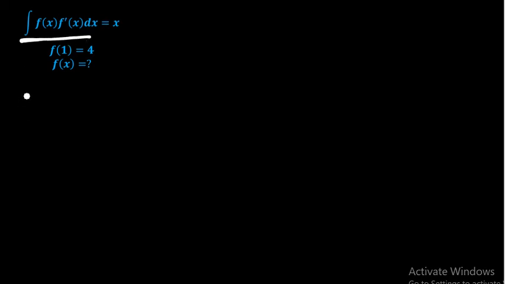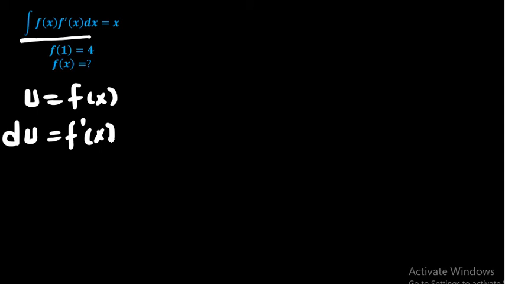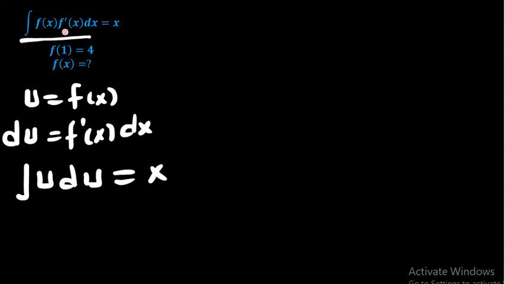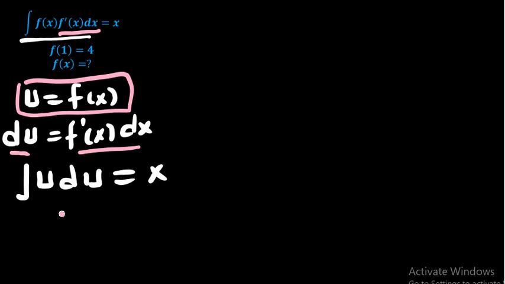So let us integrate what you see here on the left side. Let us do it by substitution. U is equal to f of x. If you differentiate both sides, du will be f derivative of x dx. Then let us replace. The integral part will be u du, which is equal to x. How come? Because f derivative of x dx will be substituted by du, and f of x is just u. Therefore this integral will be u squared over 2 plus some arbitrary constant c, which is equal to x.